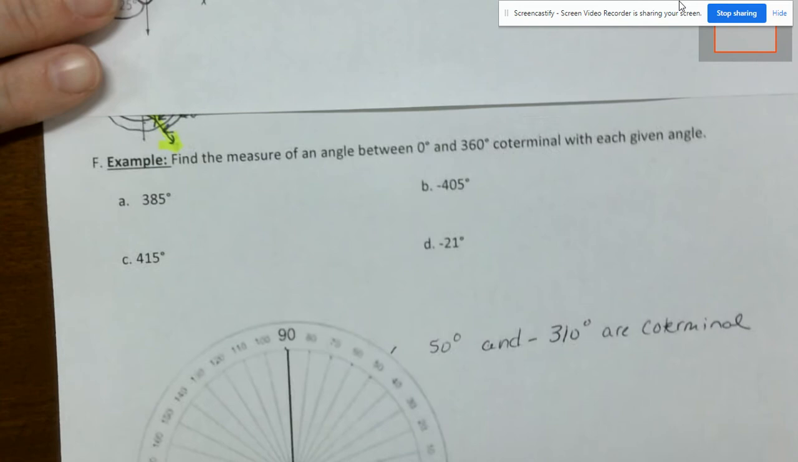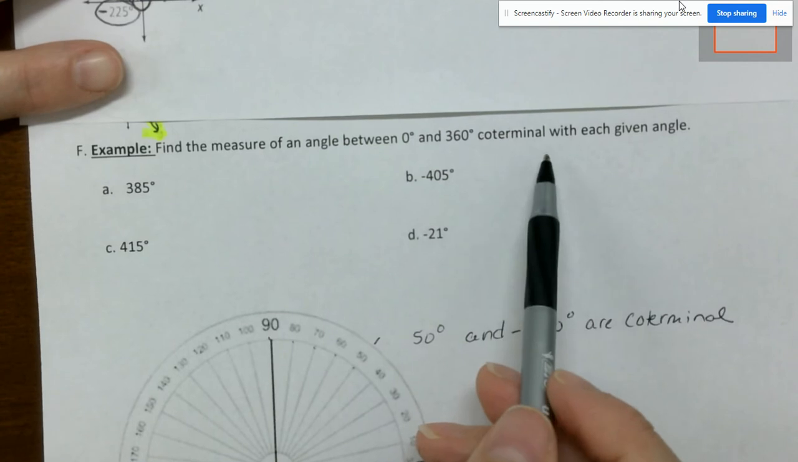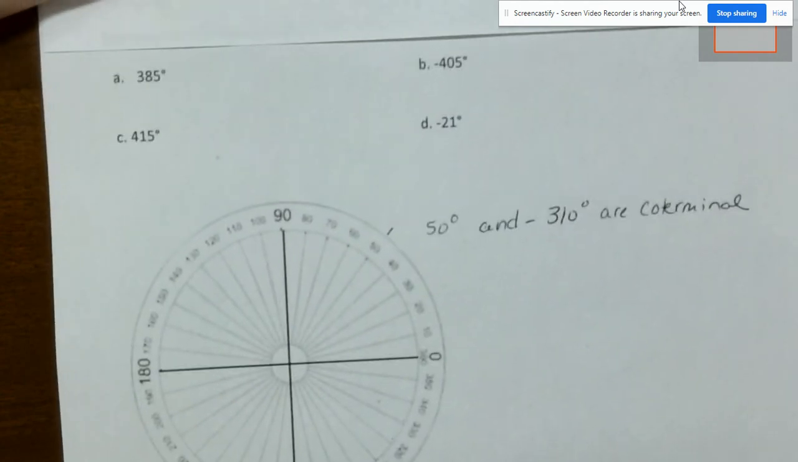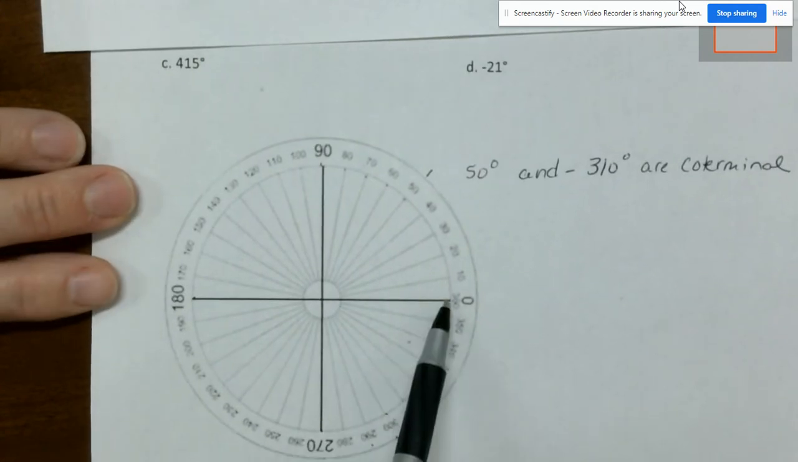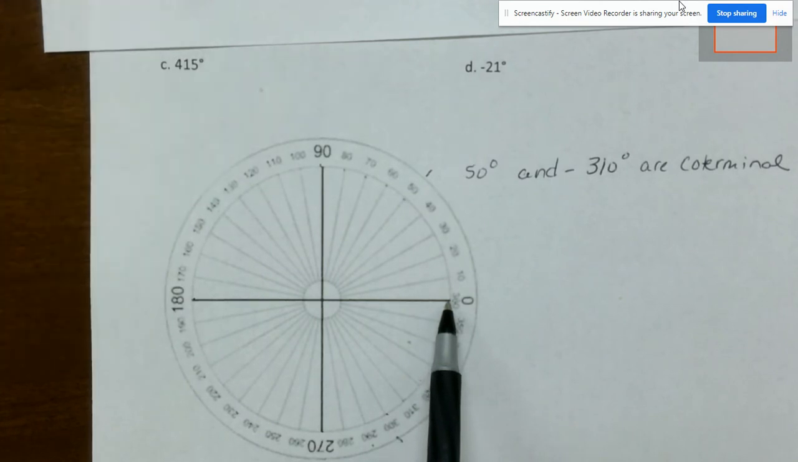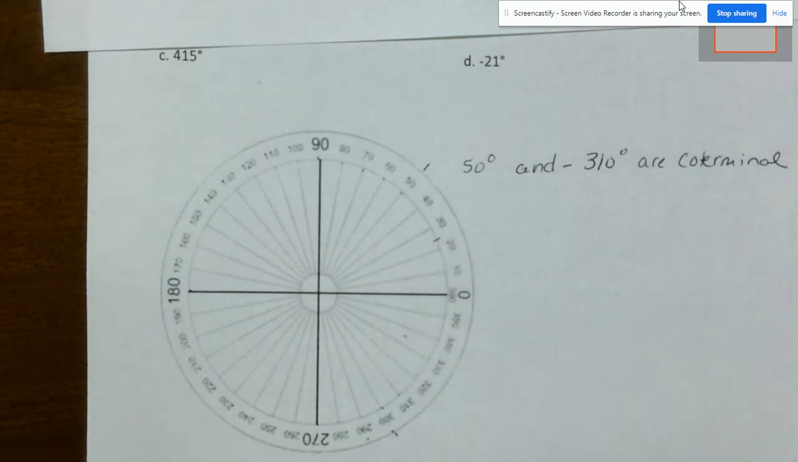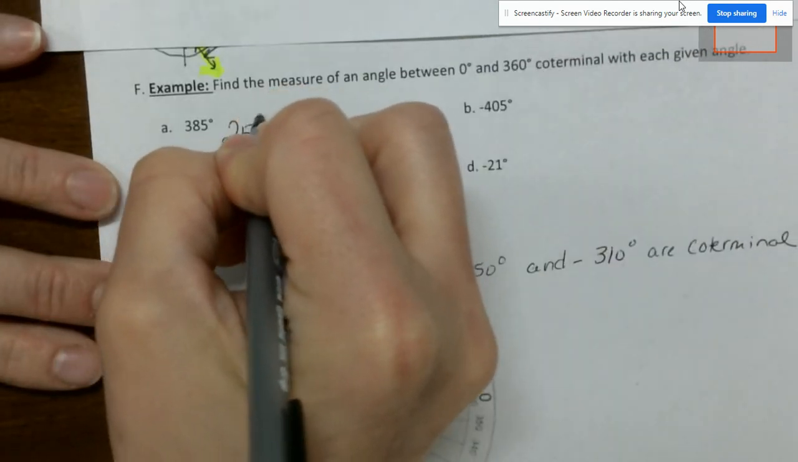Okay, let's look at these last few examples. Find the measure of an angle between 0 degrees and 360 degrees coterminal with each given angle. Now this is where this chart down here is going to come in very handy for you. So let's look at 385. 385 means I'm going to go all the way around this circle to the 360, and then I'm going to do 370, 380, and then 385 would be roughly right in here. If I'm looking at that angle, you can see that that is 10, 20, 25 degrees. So this would be 25 degrees.